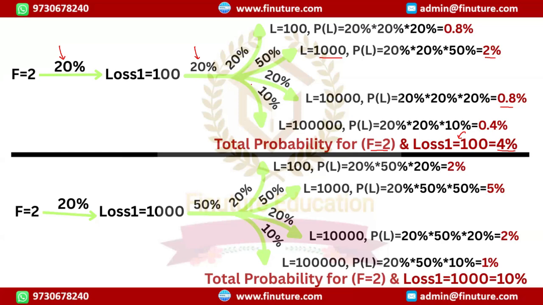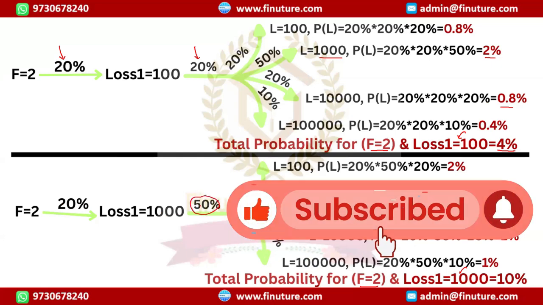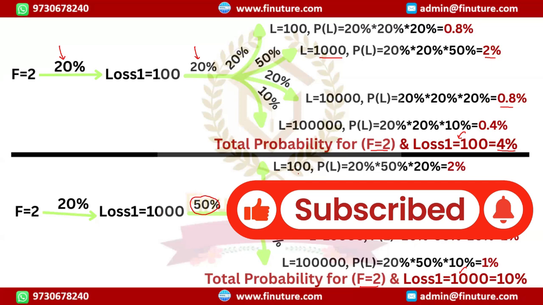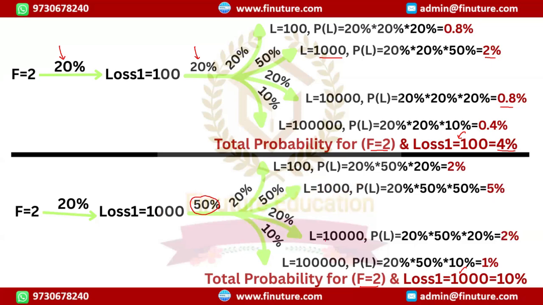Likewise, we will repeat the same process wherein frequency is 2 and loss 1 is 1,000, which has a probability of 50%. You can check the frequency table. Likewise, we can again calculate all the possibilities of second losses. So the first loss we are freezing and we are varying the second losses, calculating the corresponding probabilities. This comes to be 10%.